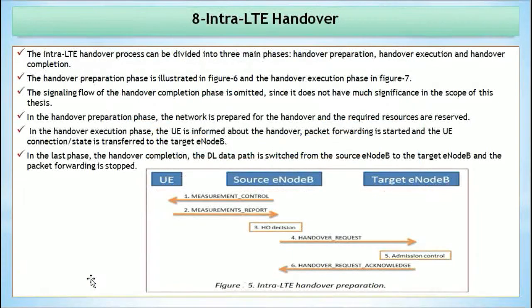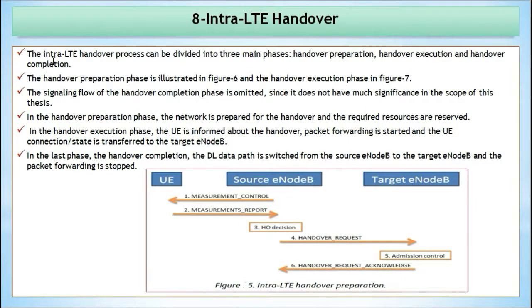Next one is intra LTE handover. Here you can see in this figure the UE, source eNode B and target eNode B. The first message is measurement control, the second one is measurement report, then handover decision, handover request, admission control, and then handover request acknowledge. So let's start.